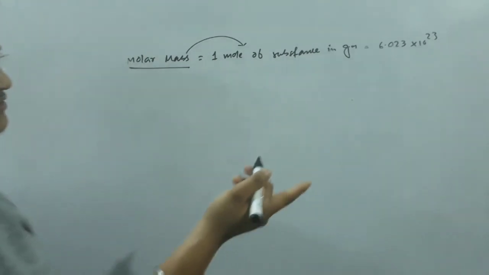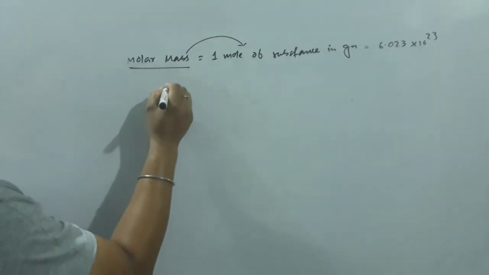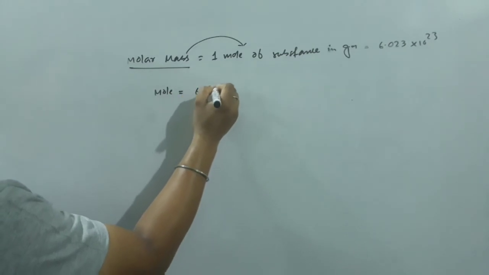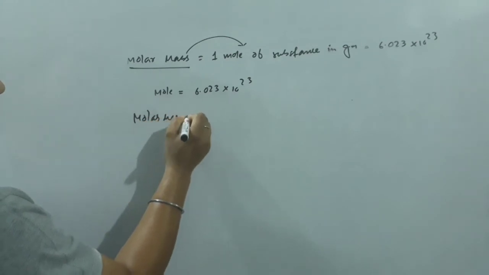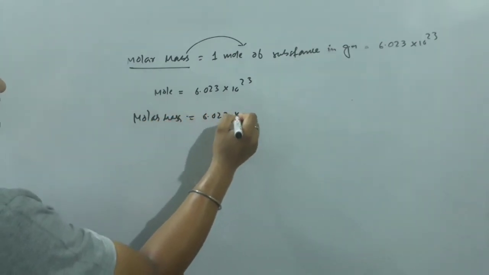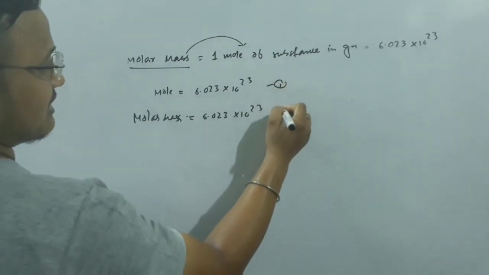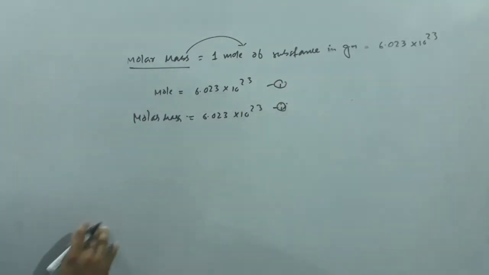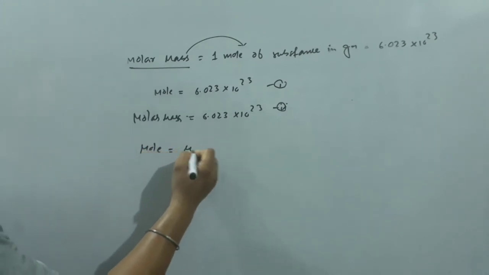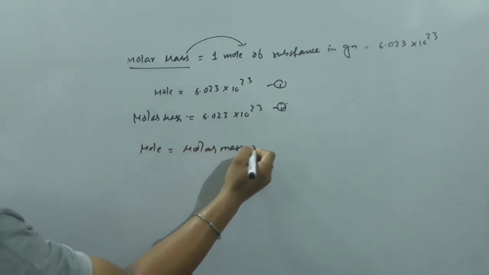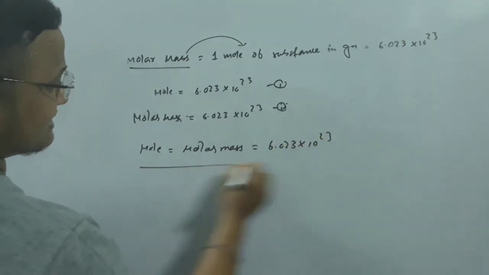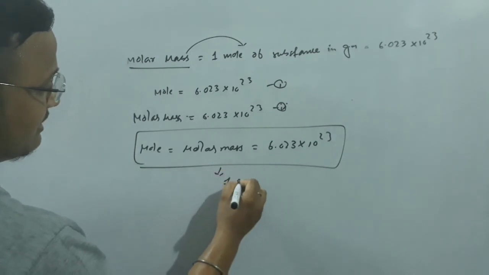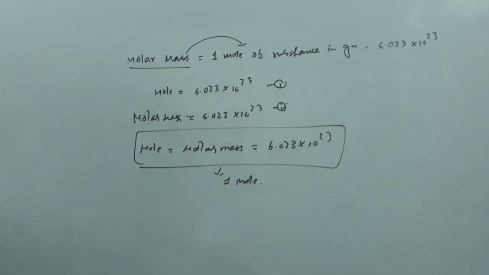What I mean to say here is that the mole equals 6.023 into 10 to the power 23, and molar mass equals 6.023 into 10 to the power 23. If you consider these two equations, then from both we can write that mole equals molar mass equals 6.023 into 10 to the power 23. And this happens only in case of 1 mole of a substance.